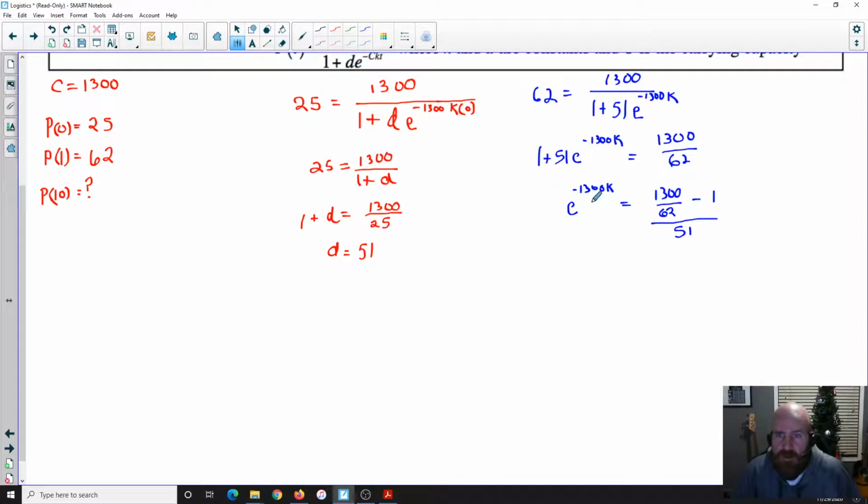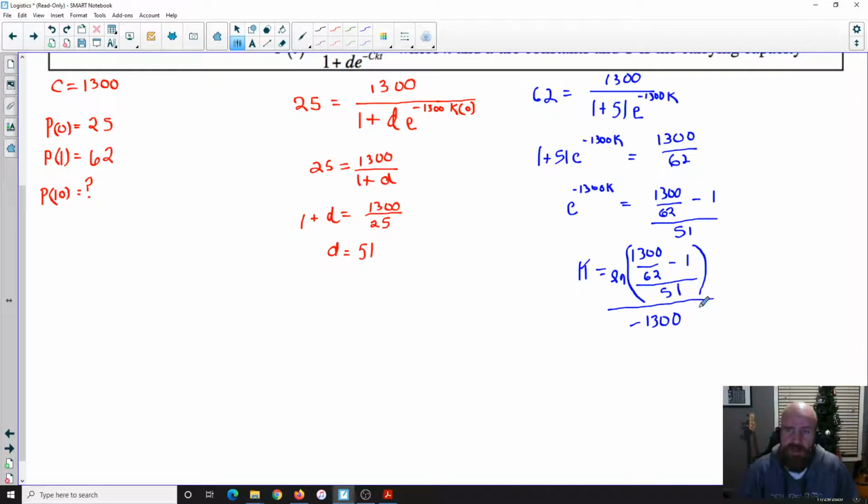And let's continue on. We need to get rid of that e, so we're going to natural log both sides, and then divide by negative 1,300. So we get k equals... And obviously at the end we can get a decimal here, but we're natural logging all of this, and we're dividing that whole amount by negative 1,300. So there's your k value.